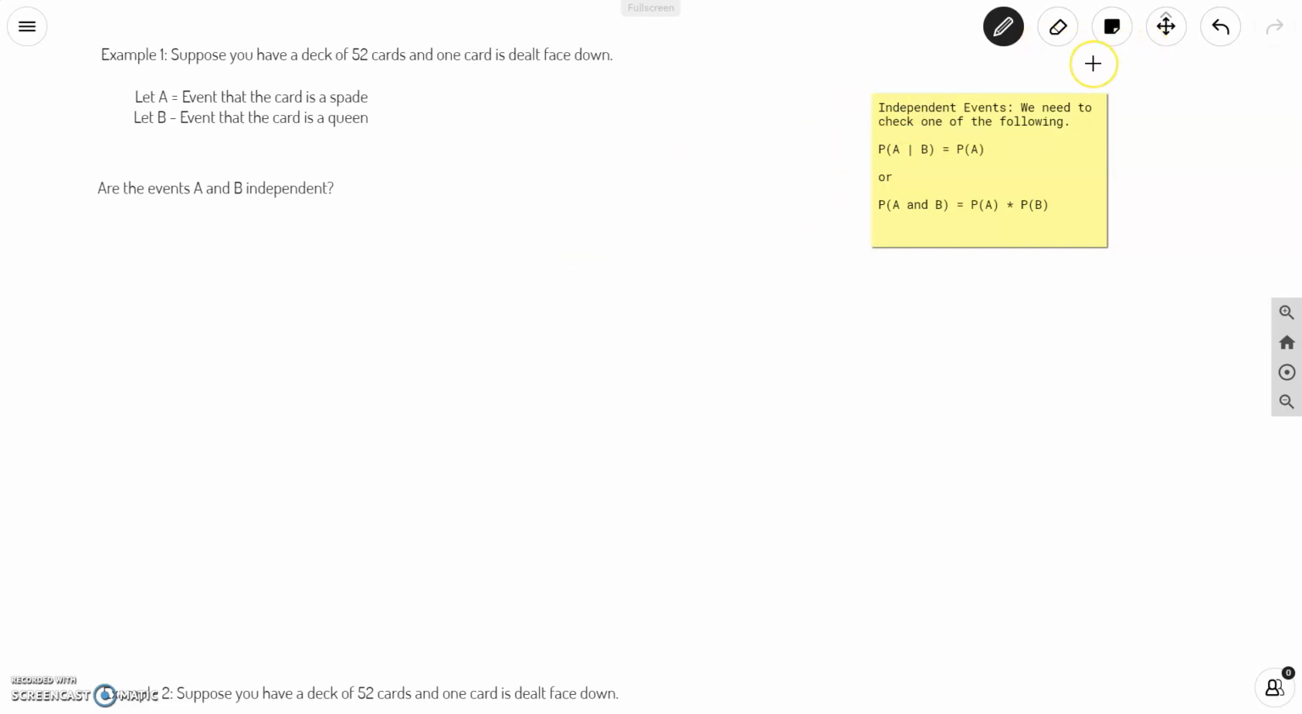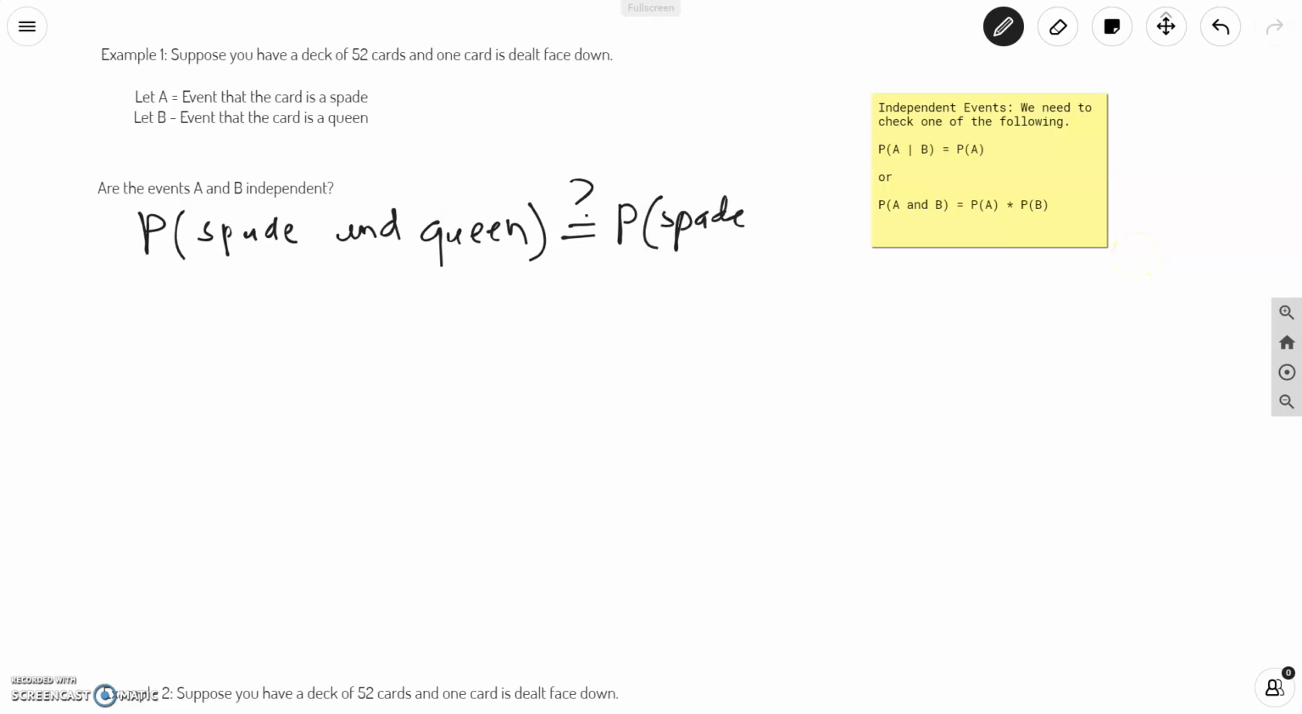So here, the events have already been defined for us. So we're just going to go ahead and plug spade in for A, queen in for B. So I'm going to check that using the second method right here. We're checking to see if P of A and B is equal to P of A times P of B. And so here, probability of being spade and queen, we want to know, is that equal to probability of being spade times probability of being queen?